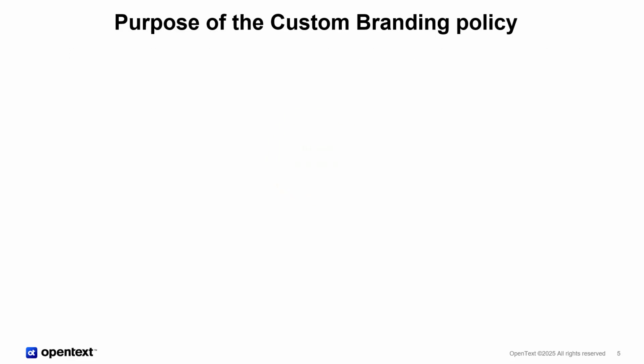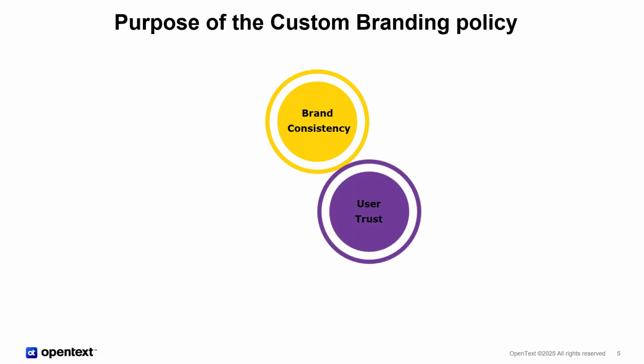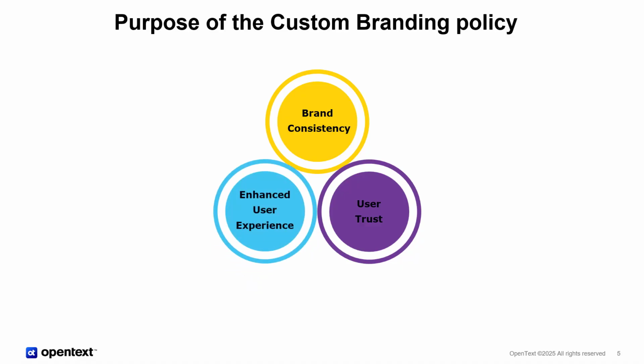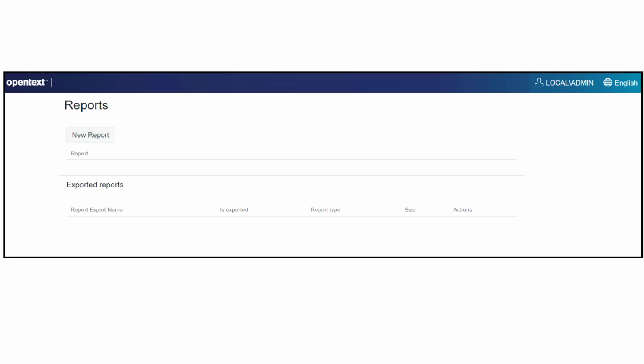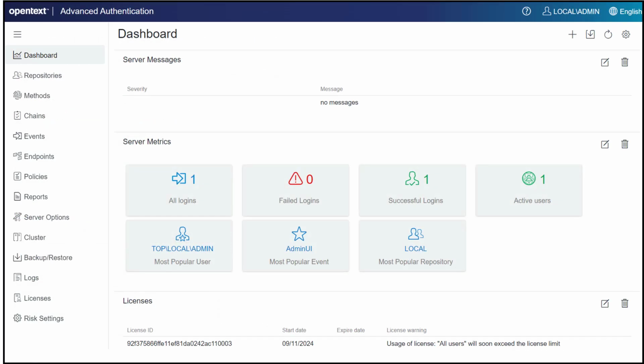Key benefits include brand consistency with portals that align to your organization's standards, user trust that they are interacting with a legitimate and secure authentication system, and enhanced user experience by tailoring the UI elements such as the title, logo, and colors. Administrators can customize the OpenText Advanced Authentication web portals such as the help desk, report, new enrollment, and administration portals, etc.